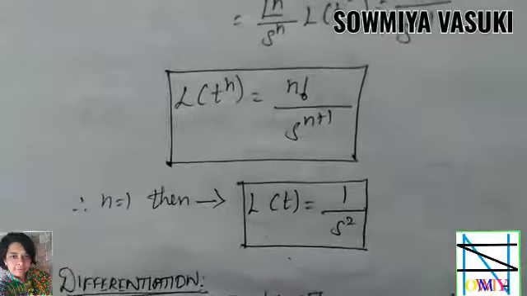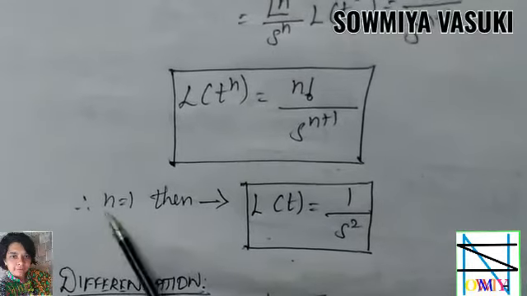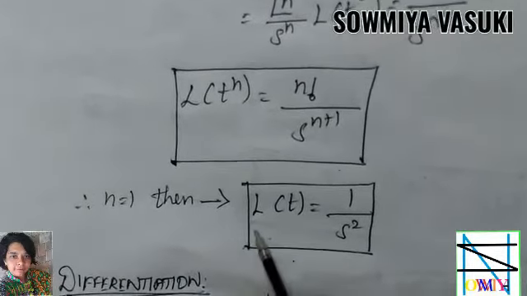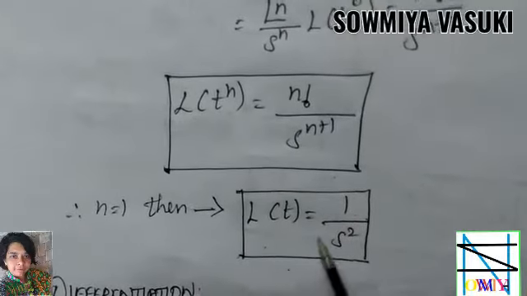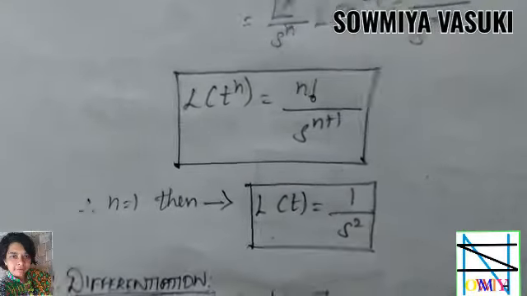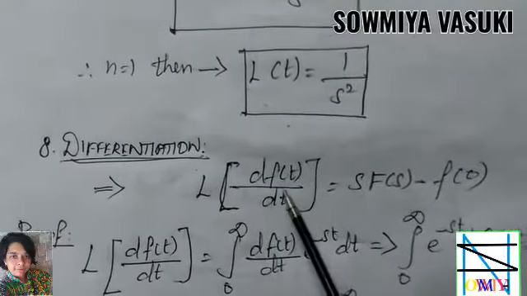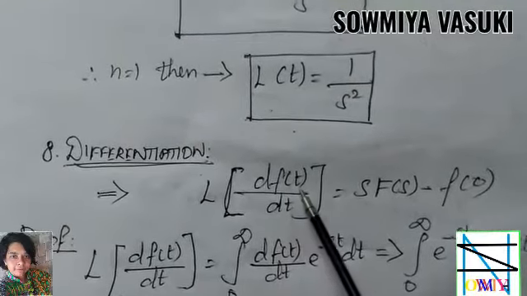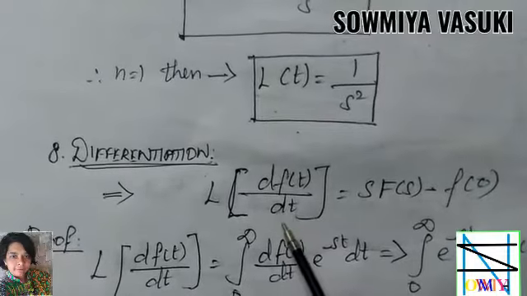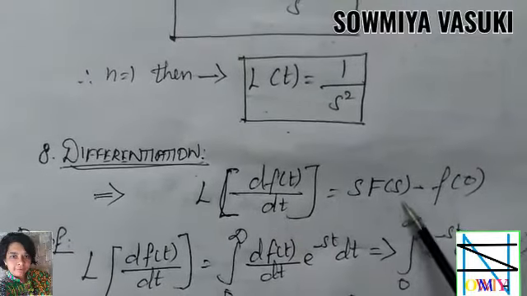So n is equal to 1. Applying here, L of t is equal to 1 by s squared. The next one is differentiation. L of df(t)/dt is equal to s F(s) minus f(0).